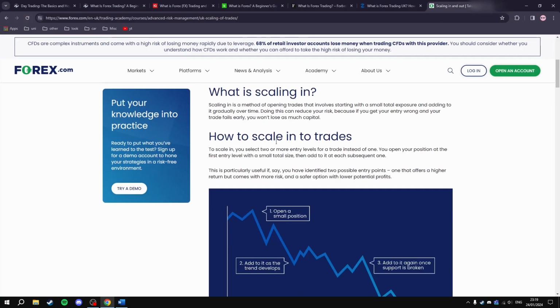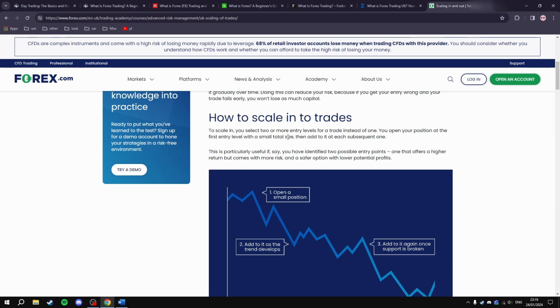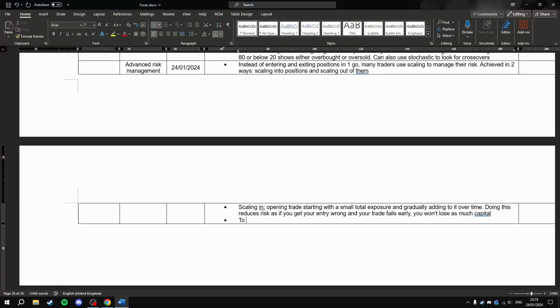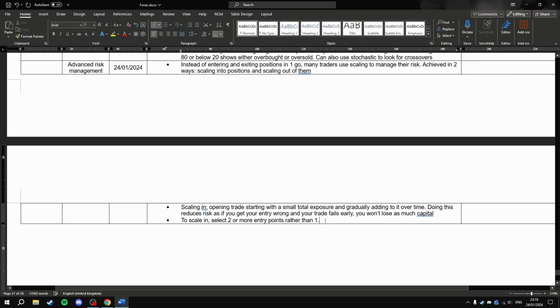How to scale in trades. To scale in, you select 2 or more entry levels for a trade instead of 1. To scale in, select 2 or more entry points rather than 1.